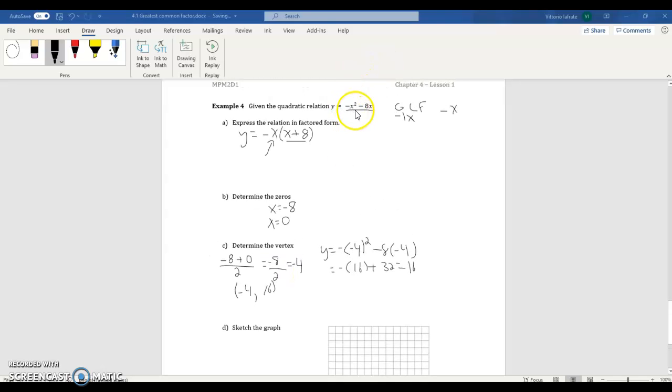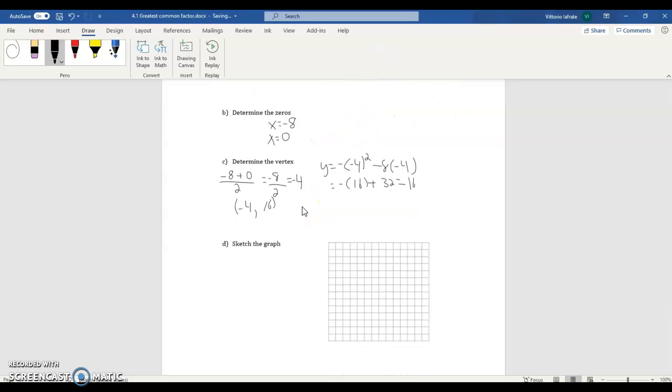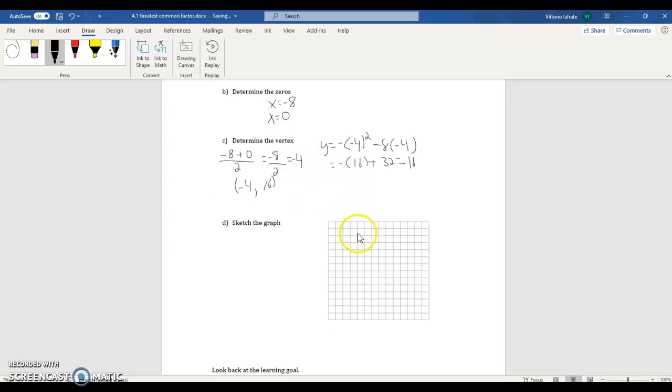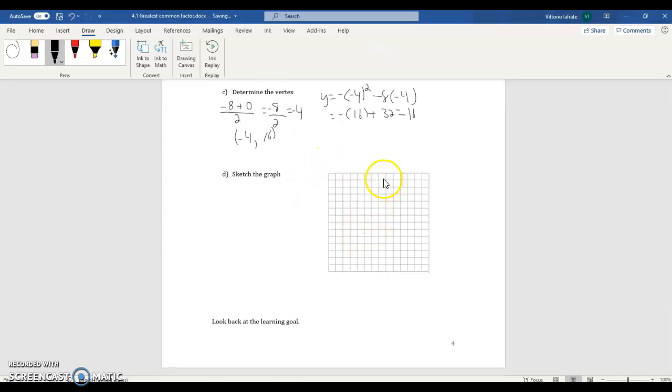Looking at the standard form, we know that the parabola opens from the bottom because of this negative a value over here. So that's going to help us in sketching our graph. And we also know our zeros, so that'll be very helpful in sketching our graph as well. So I'm going to do a sketch of this graph. Mine's going to be rough, but yours is going to be a little bit nicer because you're going to use a ruler.